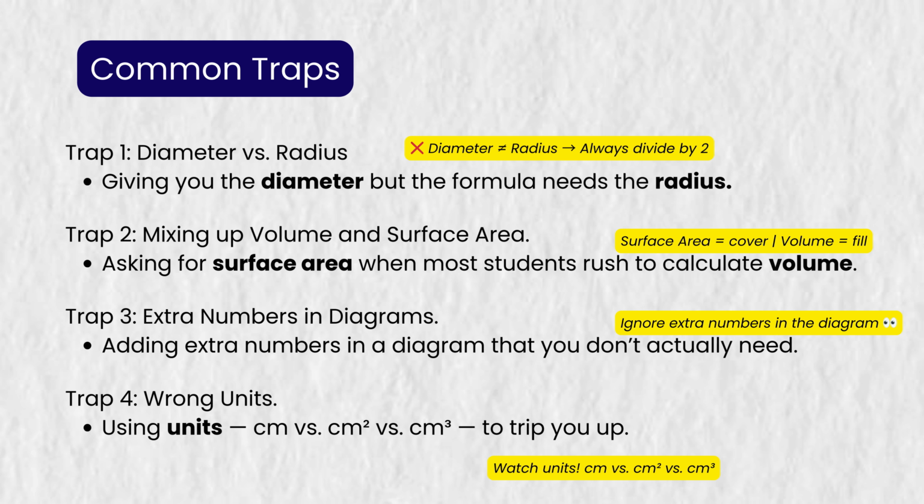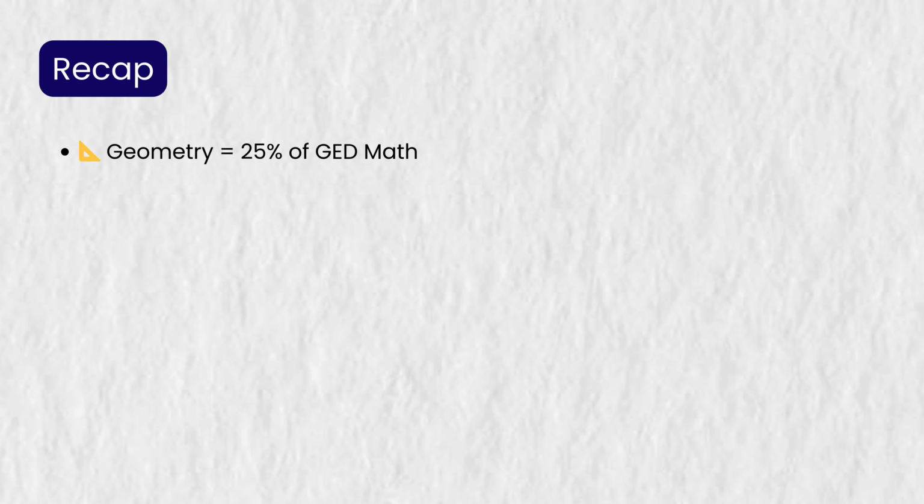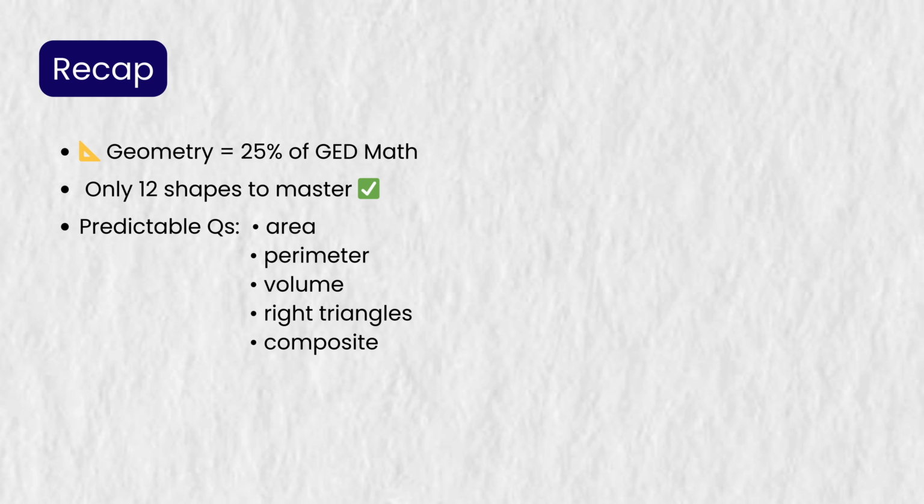So here's my promise. In this series, every time we cover a new shape, I'll show you the traps that appear most often, so you'll recognize them instantly and never fall for them. So here's the big picture. Geometry is about 1 out of every 4 GED math questions. You only need to learn 12 shapes. Every question is predictable. Area, perimeter, volume, right triangles, and composite shapes.